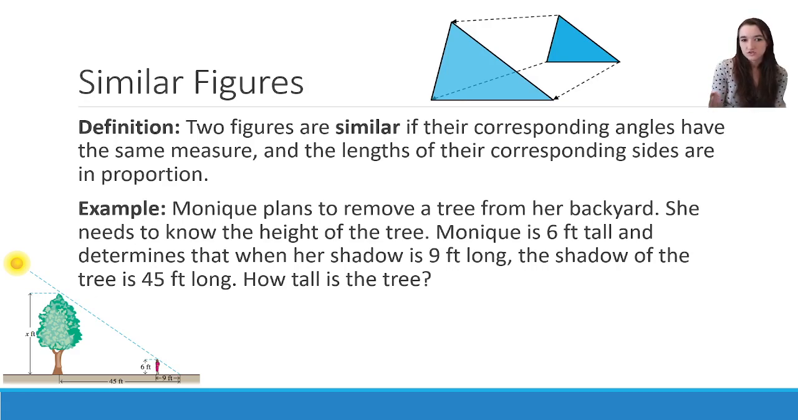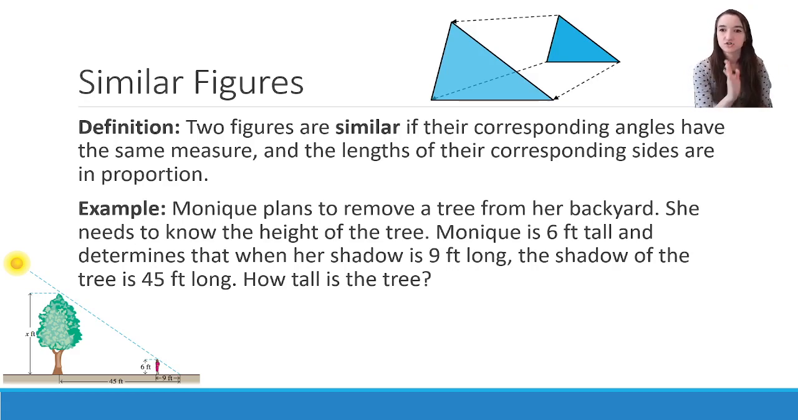Specifically, we can talk about measuring things. So Monique plans to remove a tree from her backyard. She needs to know the height of the tree. Monique is 6 feet tall and determines that when her shadow is 9 feet long, the shadow of the tree is 45 feet long. How tall is the tree? So to solve a problem like this, we use what is called a proportion. And there are multiple ways you can set up a proportion.